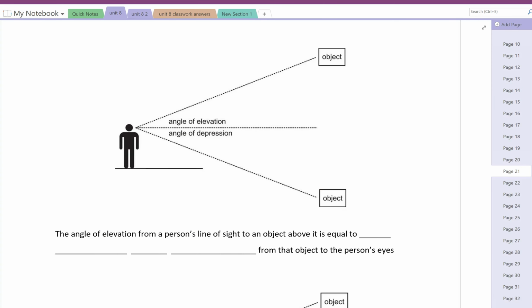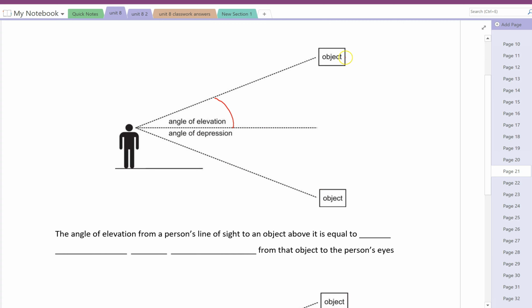Okay, so again, angles of elevation are the difference between your line of sight if you're looking straight ahead and if you were looking up at something. Angles of depression are if you were to compare your line of sight straight ahead to if you were looking down at something. Okay, but up here I'm just going to focus on angles of elevation for a minute.